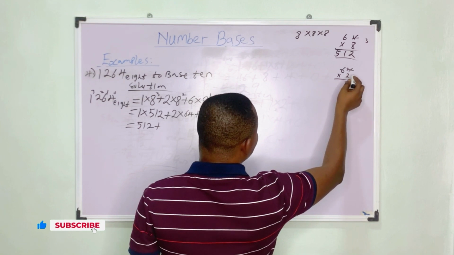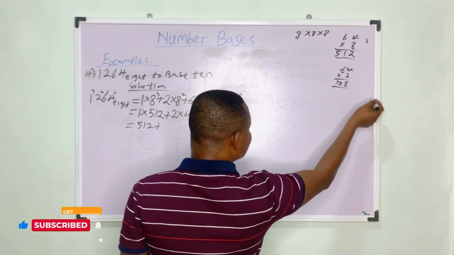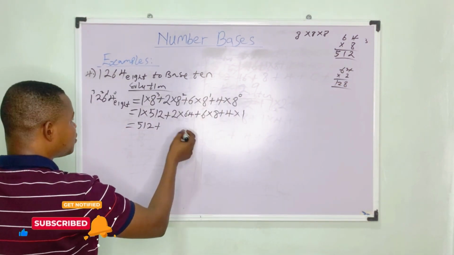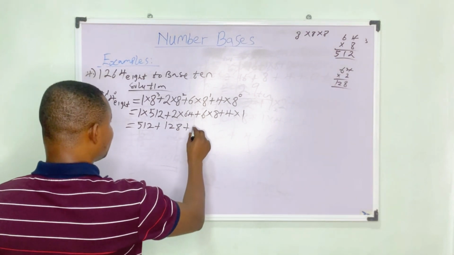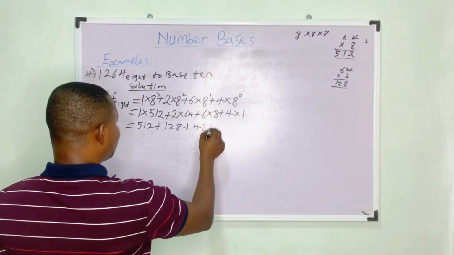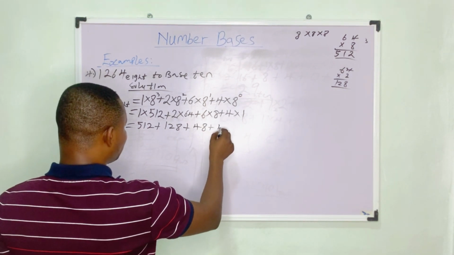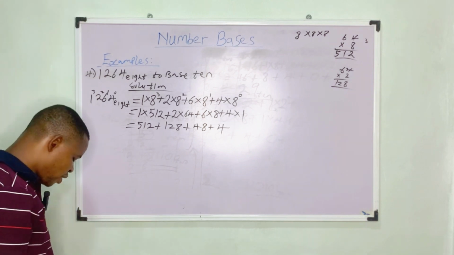64 times, that is 4 times 2, that is 8. And this is 12. It gives you 128. So 2 times 64, that's 128, plus 6 times 8, that will give you 48. 4 times 1 will give you 4.